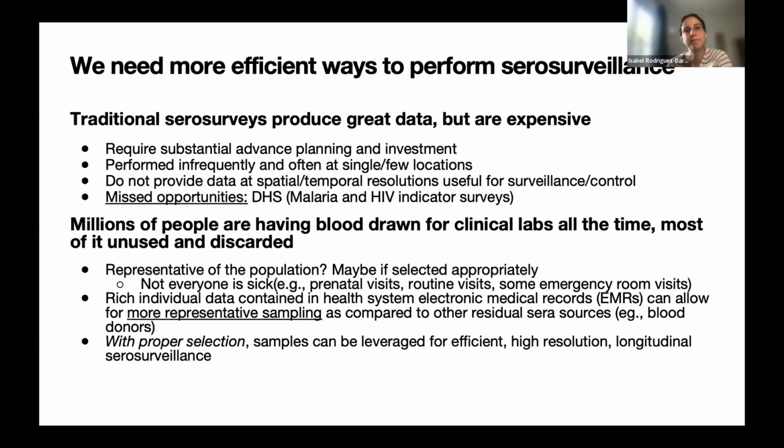But in contrast, millions of people are having blood drawn from clinical labs all the time, and most of it is unused and discarded. This type of surveillance, based on residual or convenient samples, is often not considered because it's thought to be not representative of the population. But our thought early in the pandemic was, and still is, that maybe if we select these samples appropriately, it is possible to approximate a representative sample of the population. We also thought this could be possible with the rich individual data contained in health system electronic medical records: if you use that information to select samples, you could approximate the population.